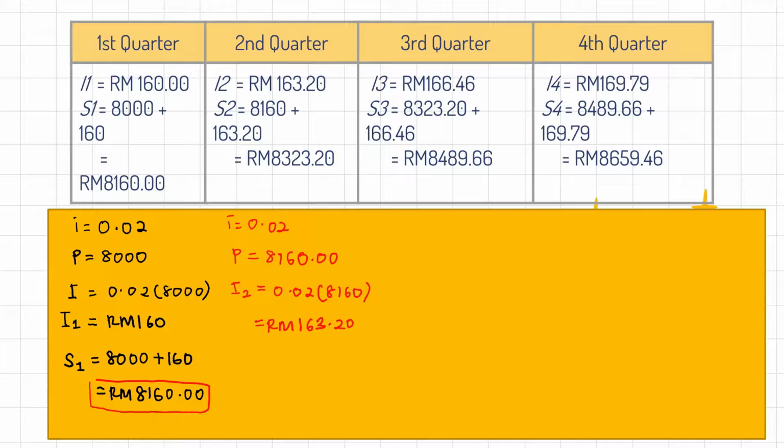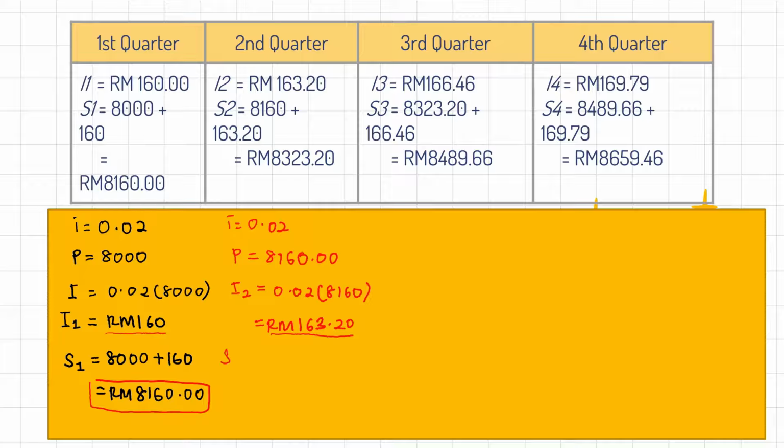If you can see the difference, in the first quarter, the interest is just 160 ringgit. In the second quarter, the interest increased to 163 ringgit and 20 cents. It is not the same as simple interest, where the interest is fixed for each year in the given period. Let's calculate the amount that you get in the second quarter.